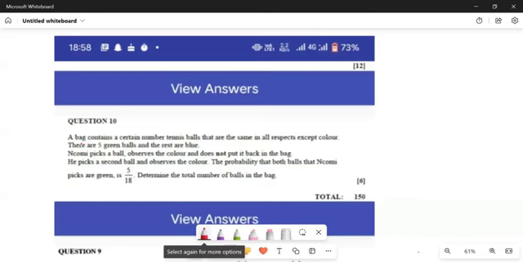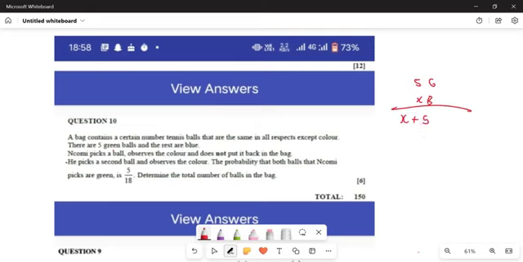Let's check. A bag contains a certain number of tennis balls that are the same in all aspects except in color. So there are 5 green, so we'll write that we have 5 green, and then the rest are blue. So we'll say we have X blue balls. All in all, our sample space is going to be X plus 5.